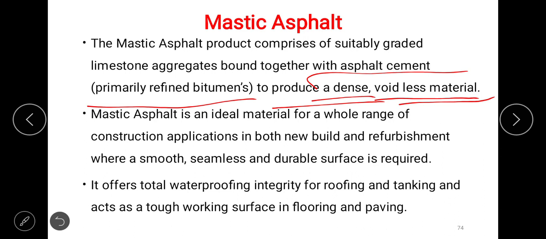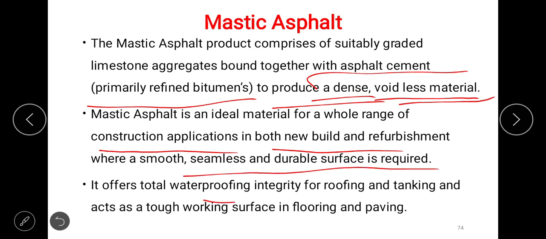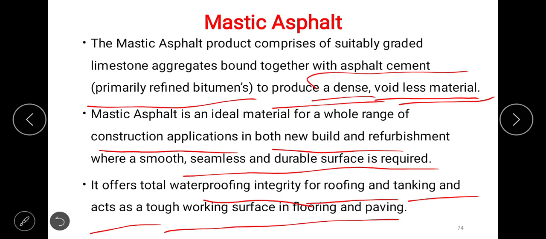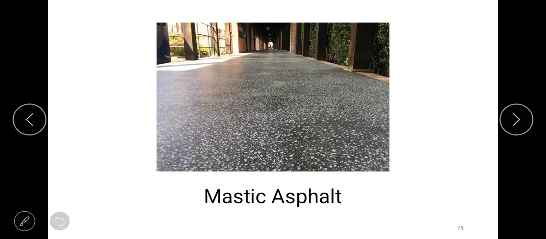Mastic asphalt is an ideal material for a whole range of construction applications in both new build and refurbishment, where a smooth, seamless and durable surface is required. It offers total waterproofing integrity for roofing and tanking and acts as a tough working surface in flooring and paving. So it is used as a waterproofing. This is mastic asphalt, a schematic sketch, figure, photograph.